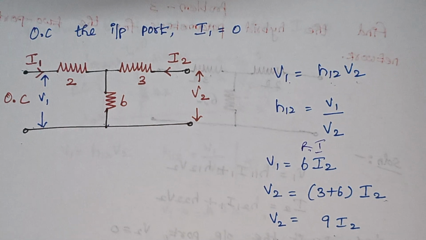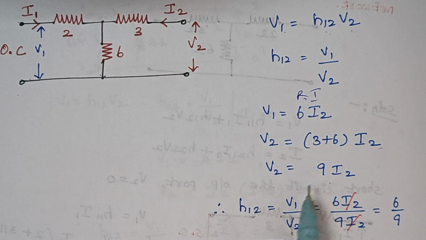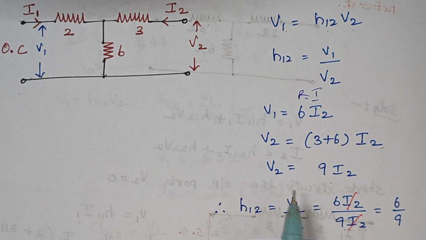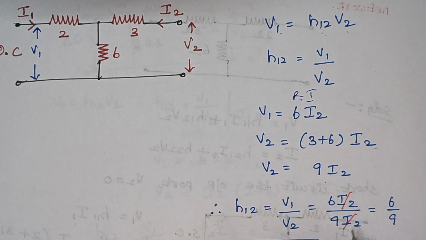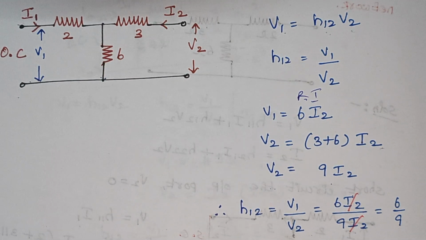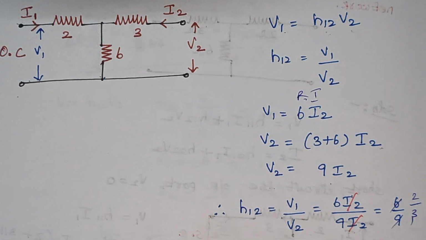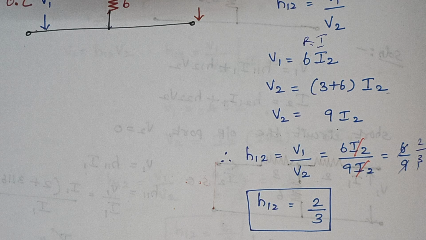So therefore H12 is given by V1 by V2. What is V1? V1 is nothing but 6I2. And what is V2? V2 is nothing but 9I2. So these two terms get cancelled, and here we have 6 by 9. When you cancel by 3, it is 2 by 3. Therefore H12 is given by 2 by 3.